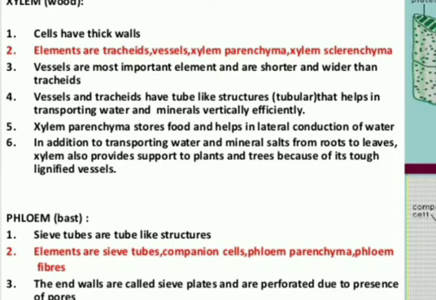Then we were talking about its elements. Vessels, I have told you, are shorter and wider than tracheids. Vessels and tracheids have tube-like structures that help in transporting water and minerals vertically upward, and with efficiency. Efficiency means we give less input and the output is more. So for transporting, vessels and tracheids are used since they have a tube-like structure.